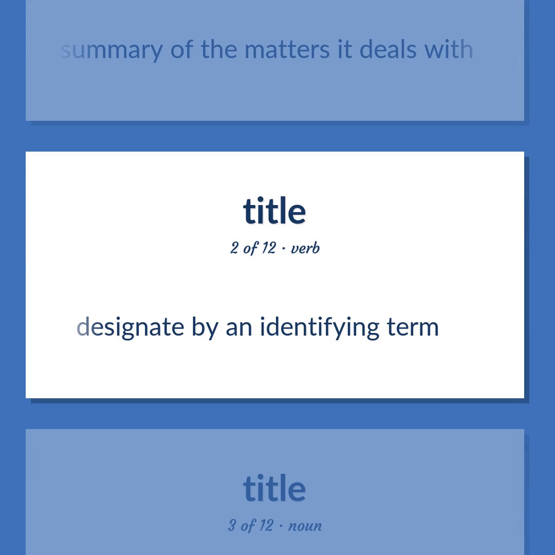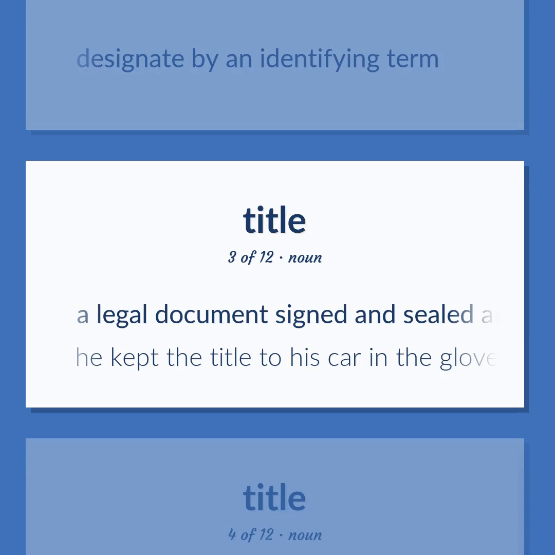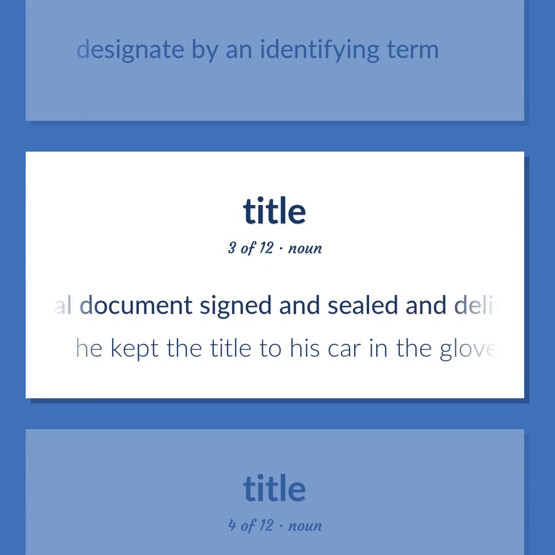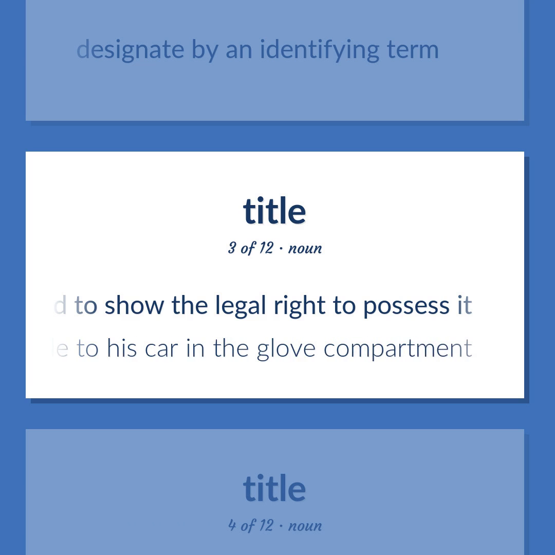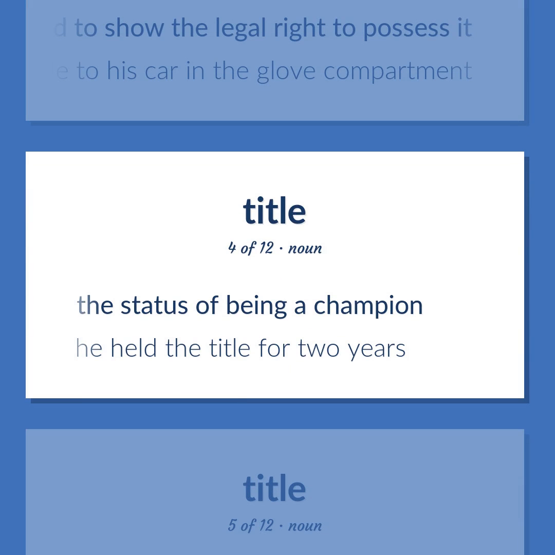Designate by an identifying term. A legal document signed and sealed and delivered to effect a transfer of property and to show the legal right to possess it. He kept the title to his car in the glove compartment. The status of being a champion. He held the title for 2 years.